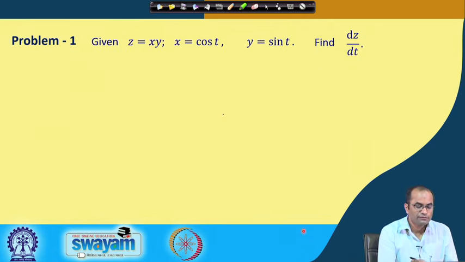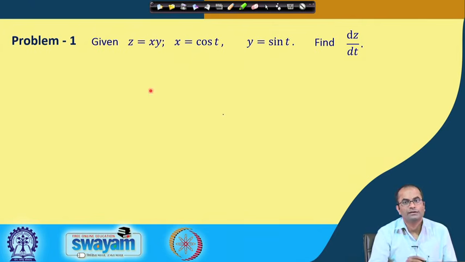So, one direct way would be that we substitute this x and y in this function, and then we will have z as a function of t, which we can differentiate to get dz over dt.